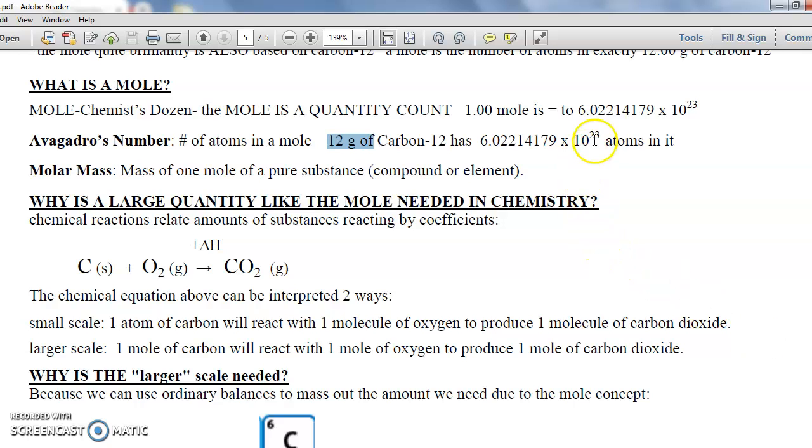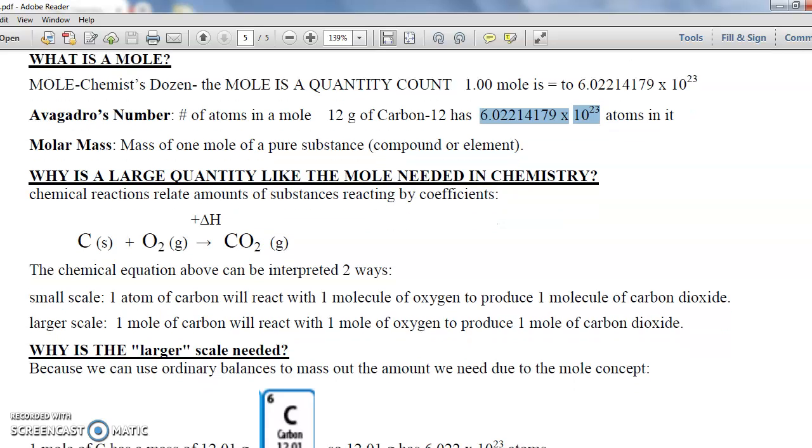Why do we need such a large quantity like 6.022 times 10 to the 23rd? Why can't we use small quantities like a dozen? It's because in order for a balance to read a number we can really see, such as 12 grams, there is an incredible number of atoms on it. Here's why we need that number.